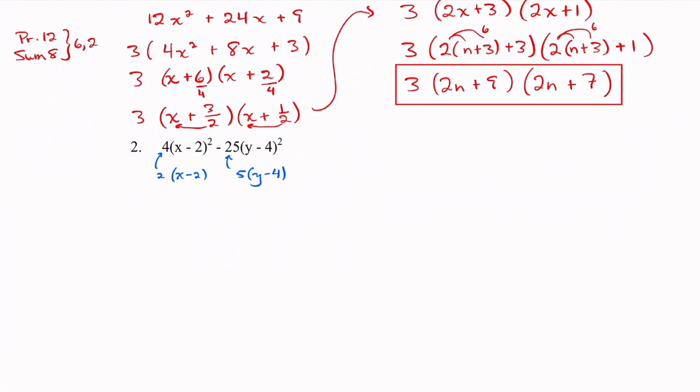So to factor the difference of squares type, you make two sets of brackets. I'm making them really big because there's going to be a lot of stuff fitting inside of there. The first term was the 2 and the x minus 2. So that'll go first. And then we've got to do the plus and the minus. And then the second term was the 5 and the y minus 4.